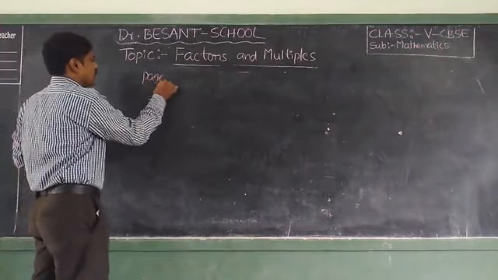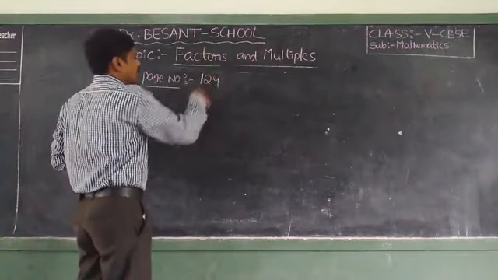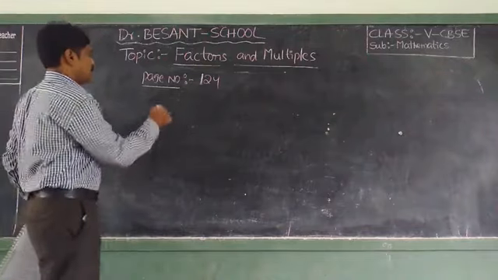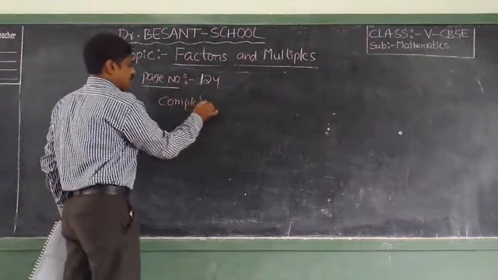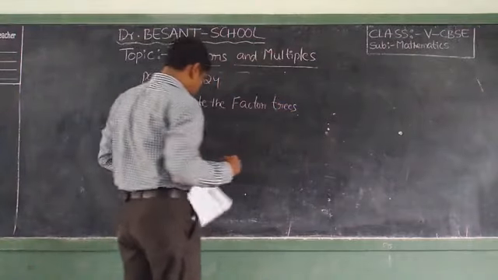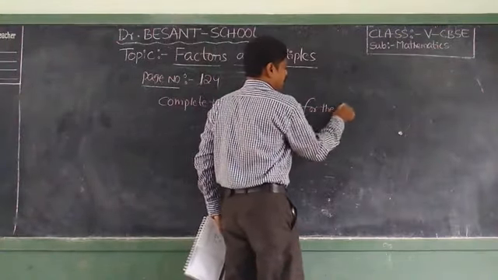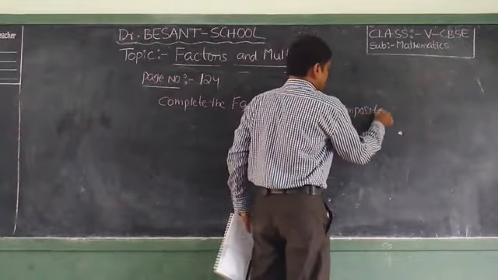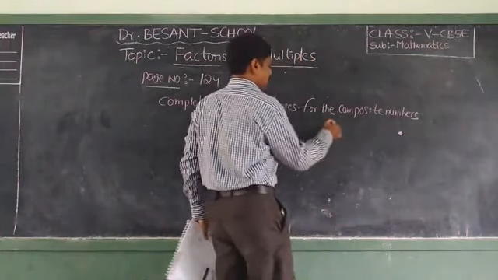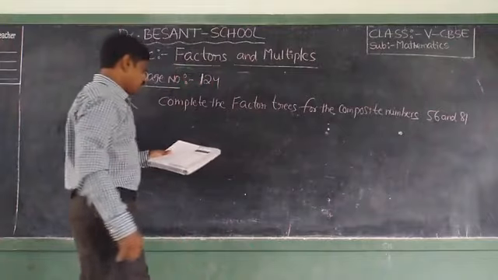Page number 124. Complete the factor trees for the composite numbers 56 and 81. First 56.